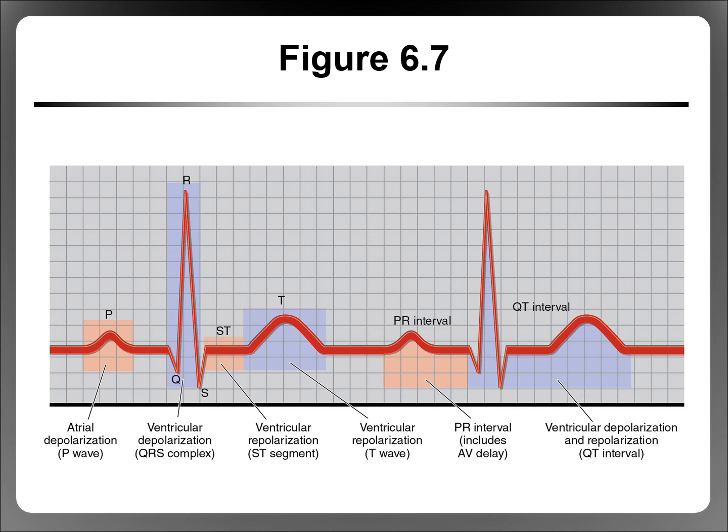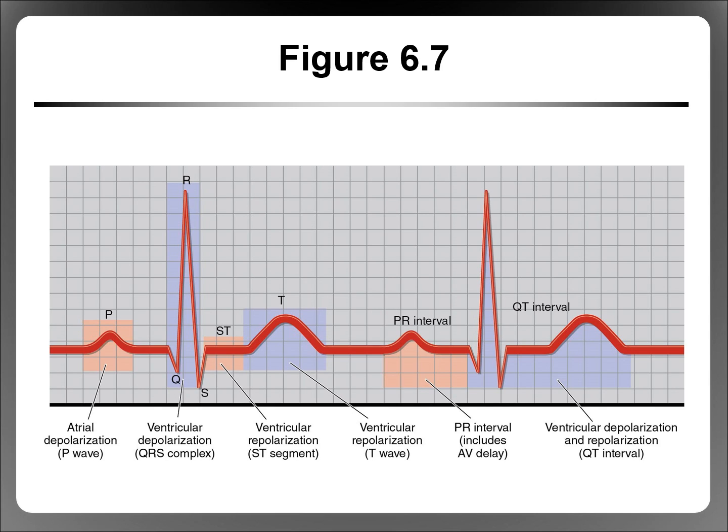So this is what an ECG or an EKG would look like. If you look, you can see several different P waves here. This is going to be the atrial depolarization. Then you see the big triangle shape, which is the QRS complex, which will be the ventricular depolarization. Then you have the ST segment. This is going to be ventricular repolarization, which goes into the T wave, which is also ventricular repolarization.